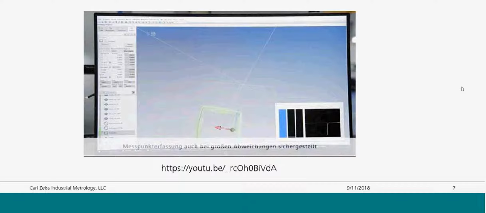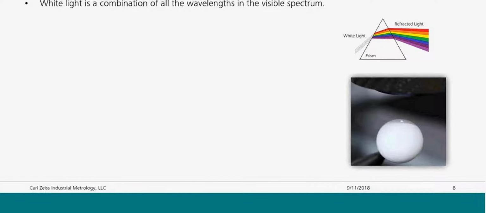So these sensors use white light to measure. You can see in the bottom right corner, that image there has the reference sphere used to calibrate the sensor, and then a white dot of light on top of that sphere coming from the sensor. So white light, as you can see from the image above, is really all of the colors of the rainbow combined. You can think Pink Floyd, Dark Side of the Moon here.